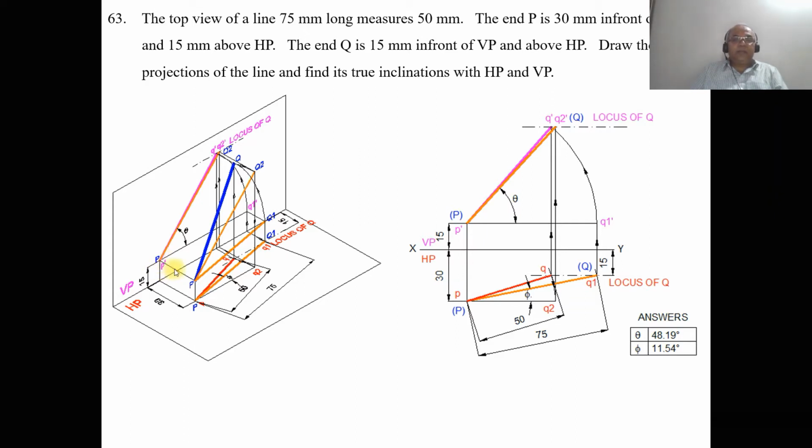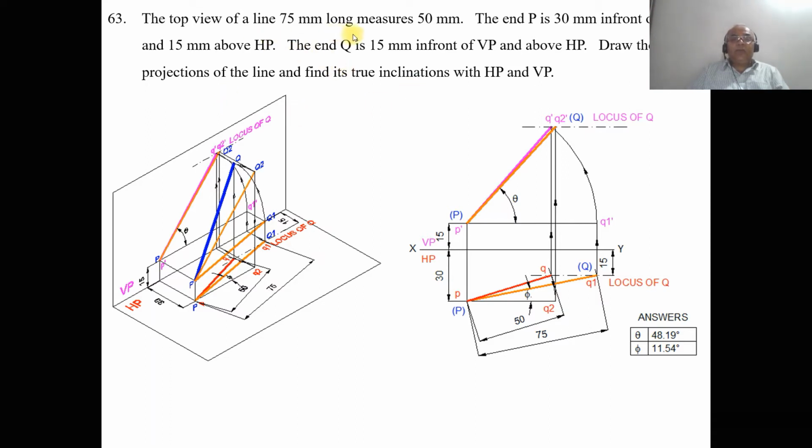Once you get this point, then we need to go for the other point, the end Q, which is 15 mm in front of VP. So from the XY line, you measure 15 mm and draw a horizontal dash dot line, and you mark this as the locus of Q in the top view only. But there is no front view, and he says in the front view, it is above HP.